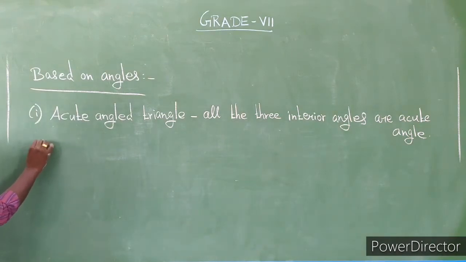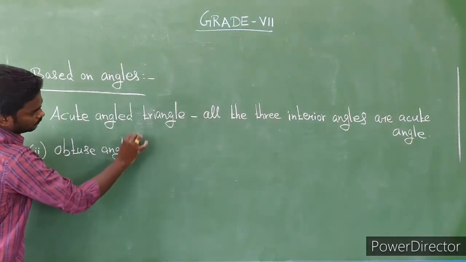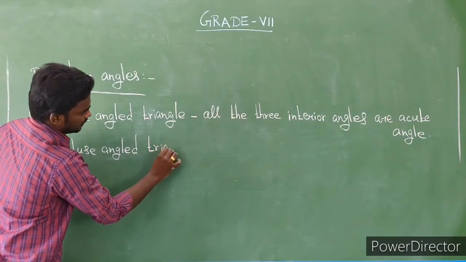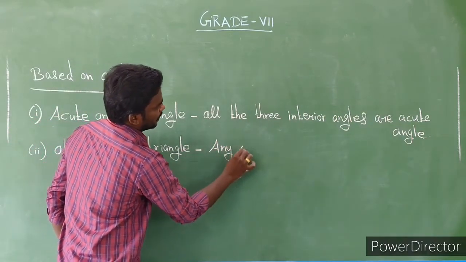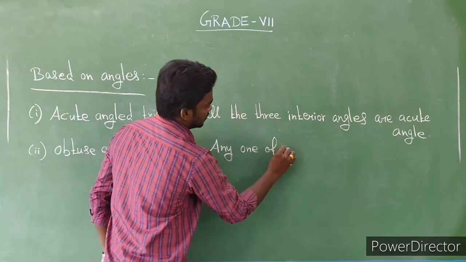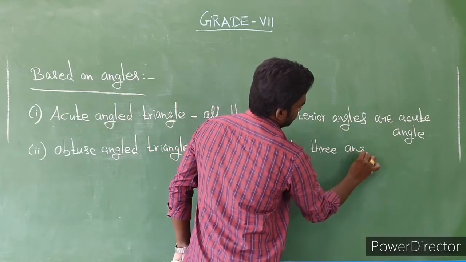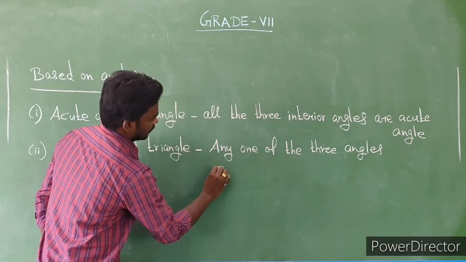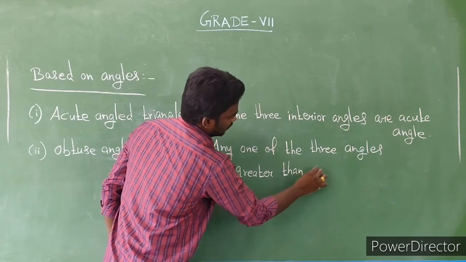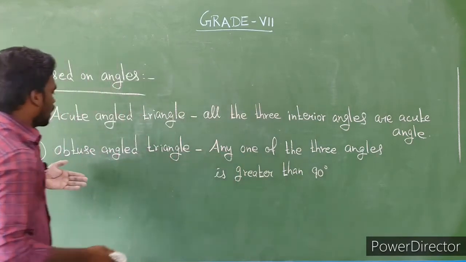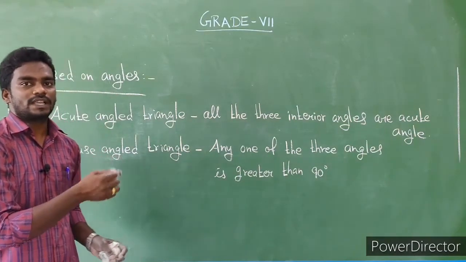The second one is obtuse angle triangle. What is meant by obtuse angle triangle? Obtuse angle triangle means any one of the three angles is greater than 90 degree. That means in an obtuse angle triangle, any one of the three angles is greater than 90 degree. That means any one angle of the triangle is an obtuse angle.